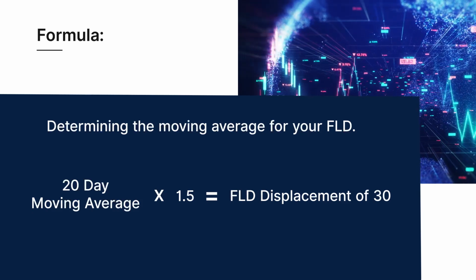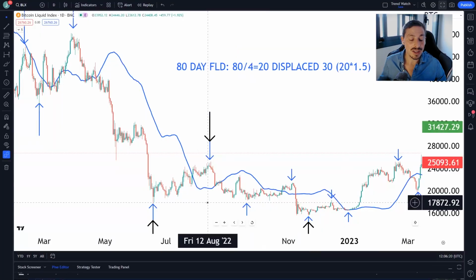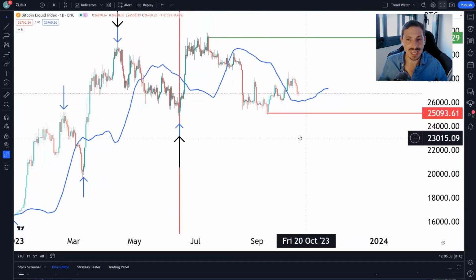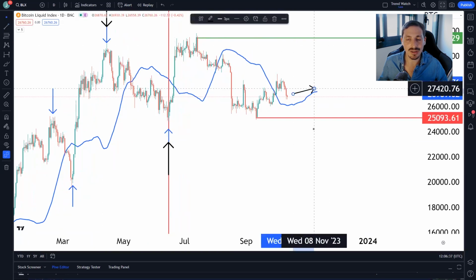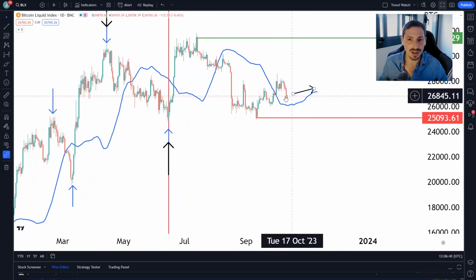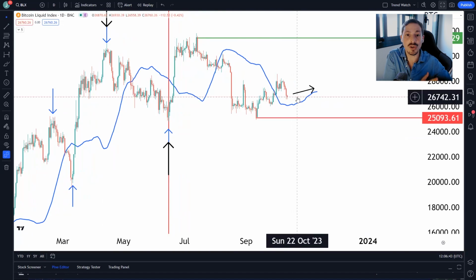You can see here on the screen that unlike a filter, the FLD is moved forward in time. And I want to show you something. If I go to the present day here, you can see that the moving average is projected into the future. So it doesn't end where the price action is. There's always a future projection.